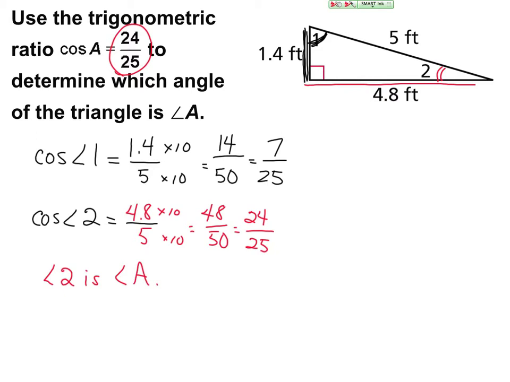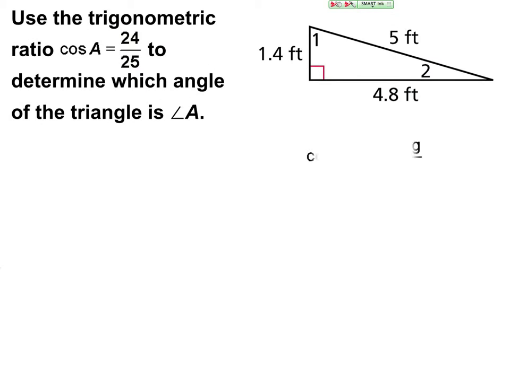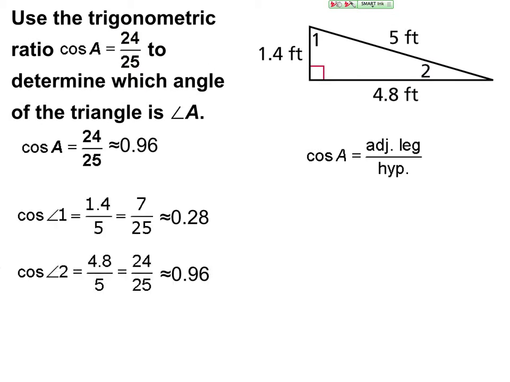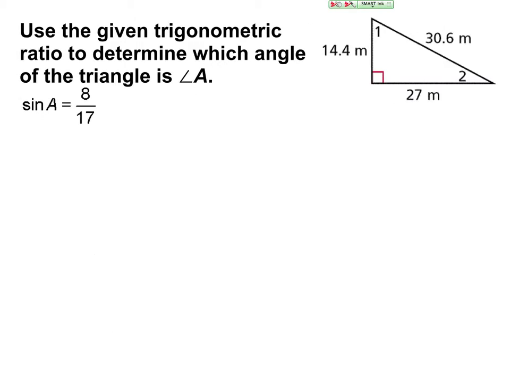So we're using the clue about the cosine in order to figure out which angle it is. All right, if you got the idea, let's have you try one without me ahead of you. Looks like I did go into decimal. If you wanted to do it that way, you could. Okay, I want you to figure out if it's angle 1 or angle 2. The sine of angle A is 8/17. Figure out which angle.